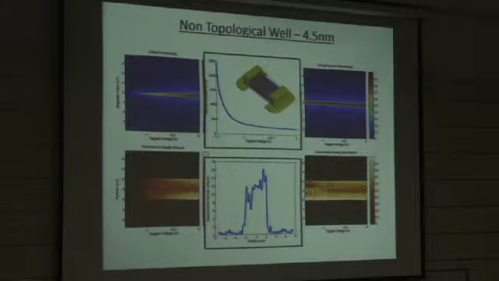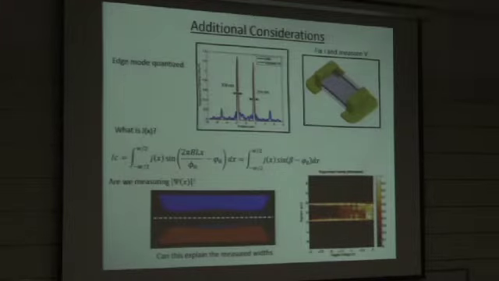Before that, I want to point out maybe the most important test is to now reduce the width of this quantum well to have dimensions that are below the critical dimension where we know this system should not be topological. And in this case, you can clearly see that these edge states do not exist and the current distribution remains uniform throughout the entire density range.